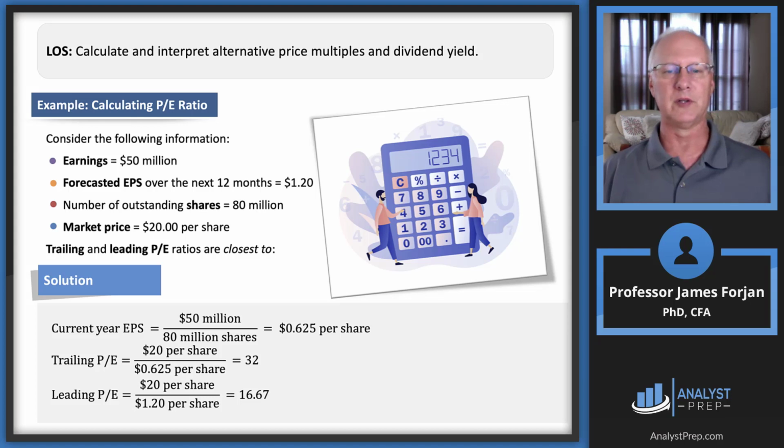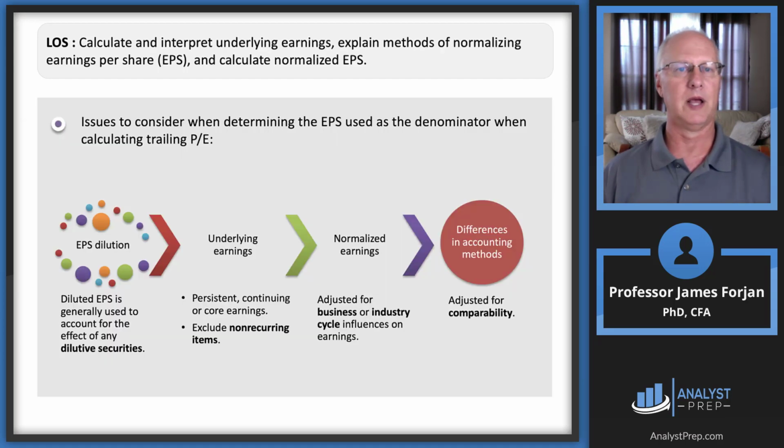So note that the trailing PE ratio is about twice as large as the leading PE ratio. And there's nothing wrong with having trailing and leading PE ratios that are not close together. However, the next question then becomes, why are they so far apart? What has happened to the company that is going to dramatically reduce that PE ratio? And there can be a whole slew of reasons for this, but that's why we do fundamental analysis.